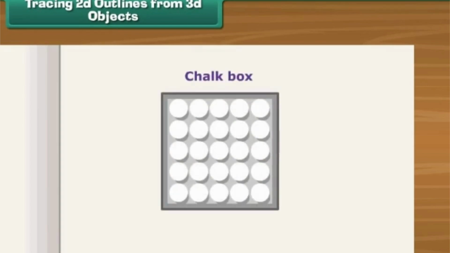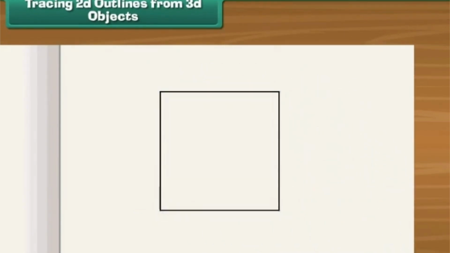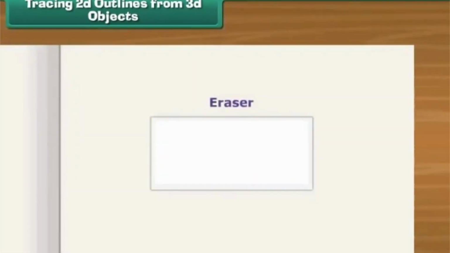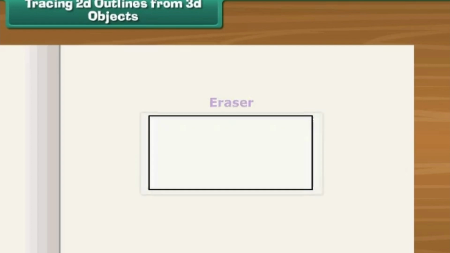Tracing 2D outlines from 3D objects. Let us learn to trace outlines of 3D objects on paper and see what we get. Place a chalk box on a sheet of paper. Draw lines along its outer edges. Remove the chalk box. You can see a square on the sheet. Place an eraser on a sheet of paper. Draw lines along its outer edges. Remove the eraser. You can see a rectangle on the sheet.